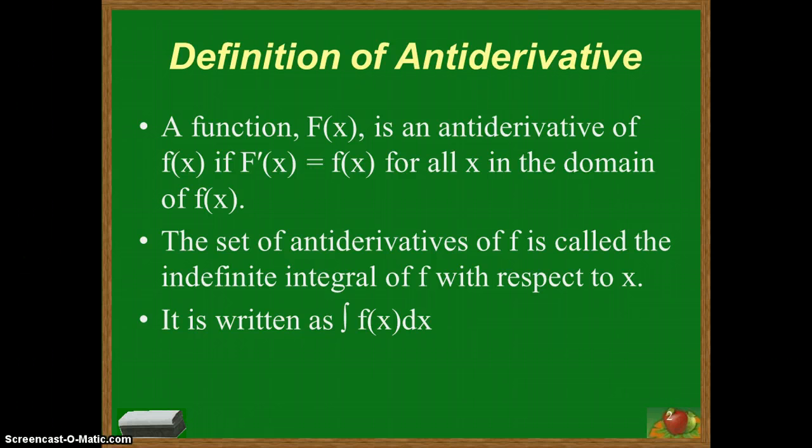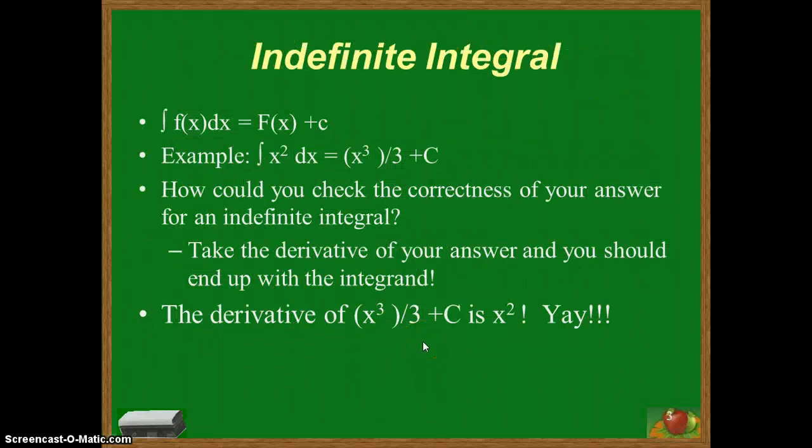It's written as the integral sign, okay, of f of x dx. This is the integral sign here. F of x would be called the integrand, and dx would be the variable of integration. Okay, some terms you might want to know. The indefinite integral of f of x dx is just the antiderivative of f of x plus c. Example, the integral of x squared dx is x cubed over 3 plus c.